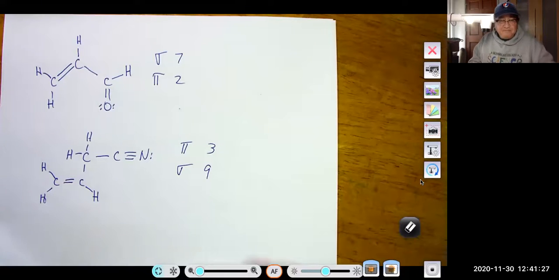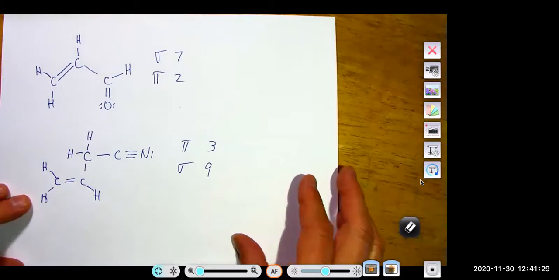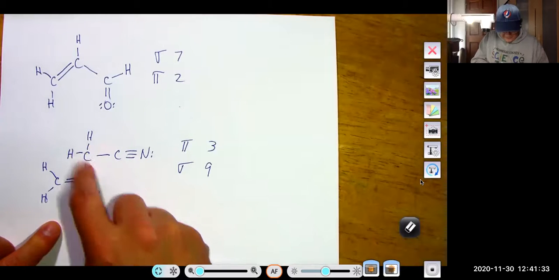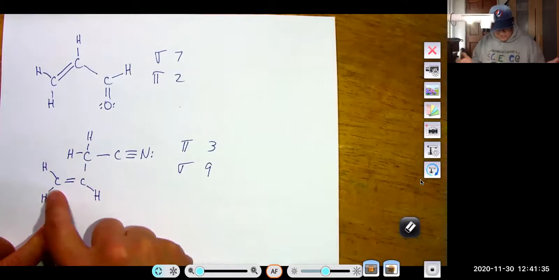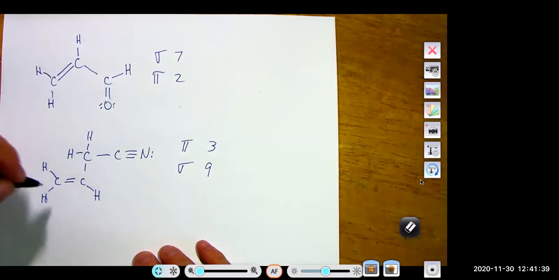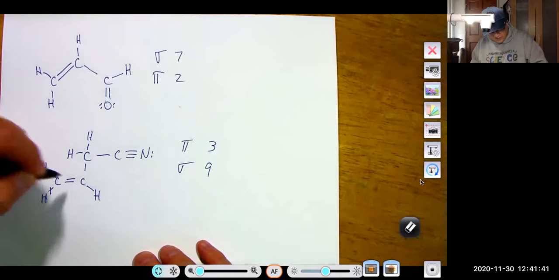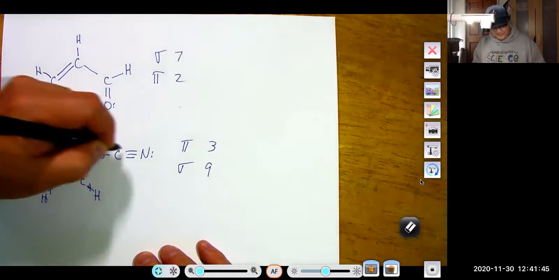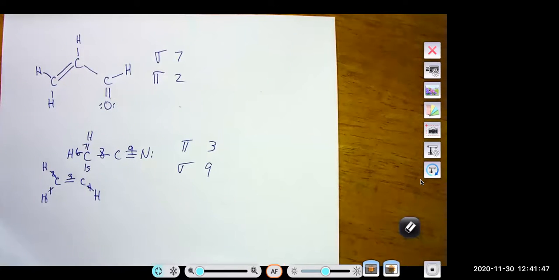Is that clear? Wait, isn't there 10 sigma? Let's see, 1, 2, 3, 4, 5, 6, 7, 8, 9. Why do you say 10? Well, there's 7 single bonds. 1, 2, 3, 4, 5, 6, 7, 8, 9. But isn't the triple bond 2 sigma?